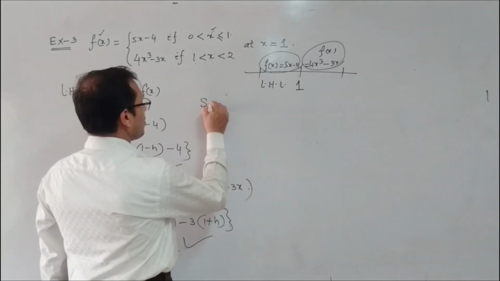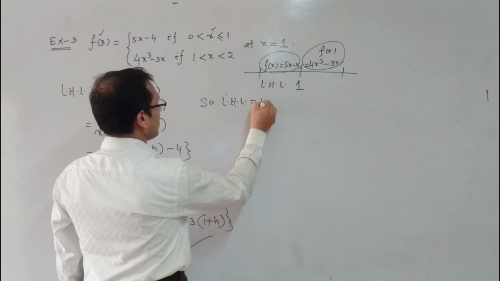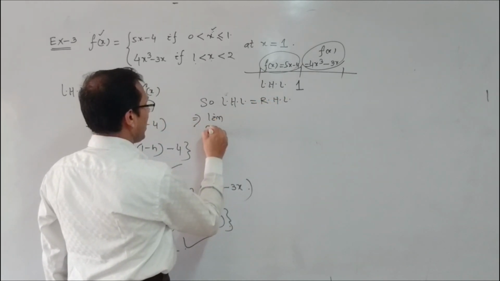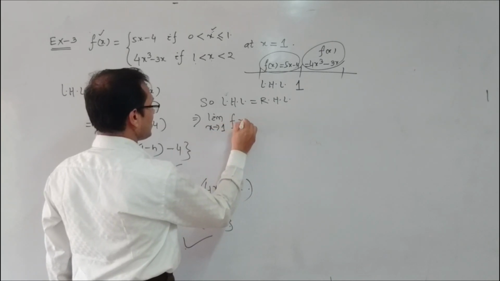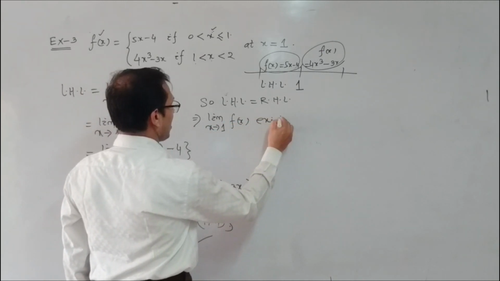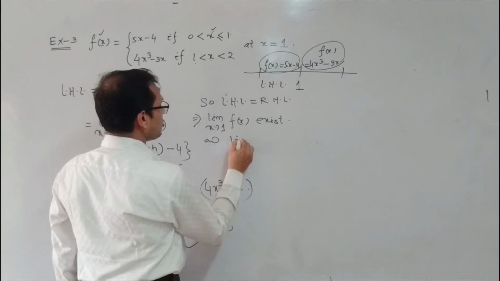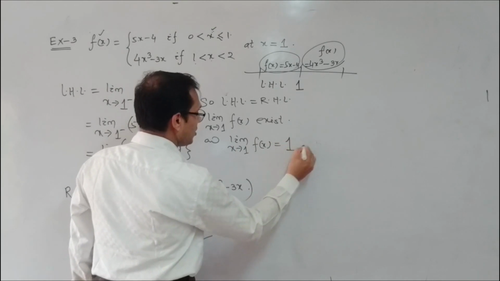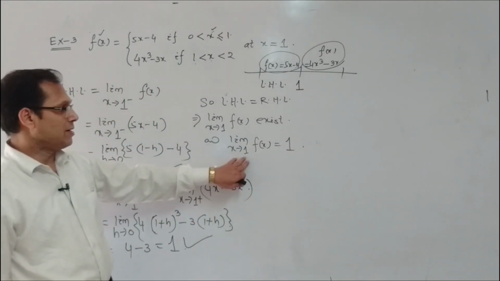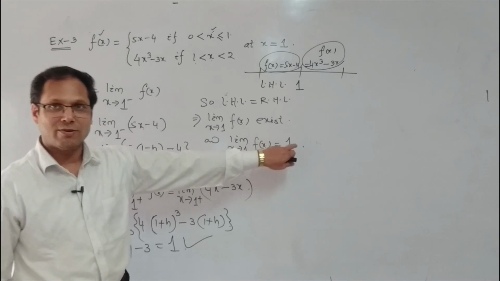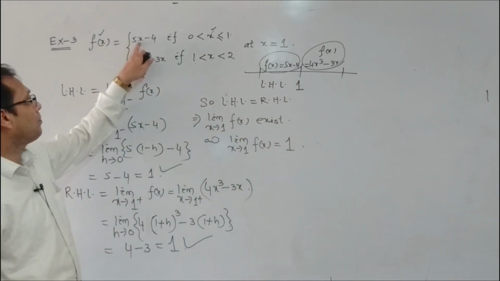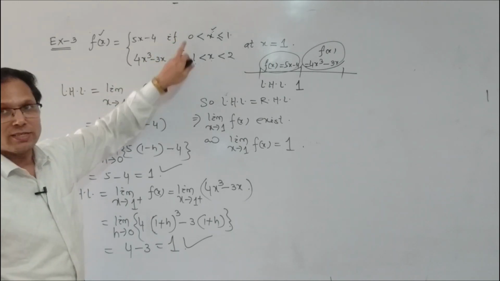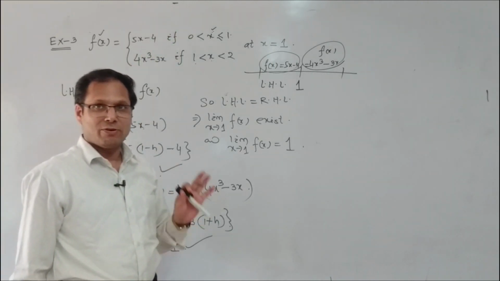So LHL is equal to RHL, that implies limit x tends to 1 f(x) exists, and that value is equal to 1. This is the limit. Limit x tends to 1 f(x) is equal to 1 when f(x) is equal to 5x minus 4 and 4x³ minus 3x, according to these two conditions respectively. Okay, would you follow or not?